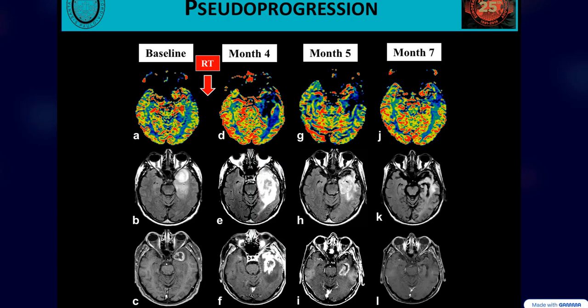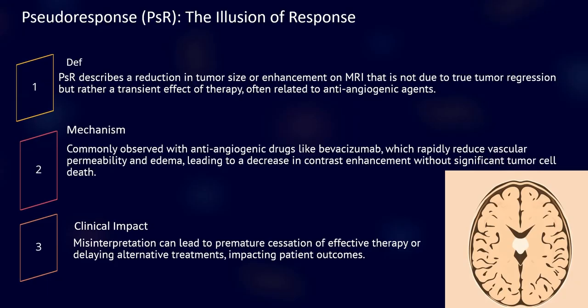Another example of baseline. Then after 4 months, there is now a heterogeneously enhanced large lesion, but at month 5 regression and also a total resolution after 7 months. This is pseudo-response: the reduction of the tumor size and enhancement is not due to tumor regression, but is a transient effect of the therapy related to the anti-angiogenic effect.